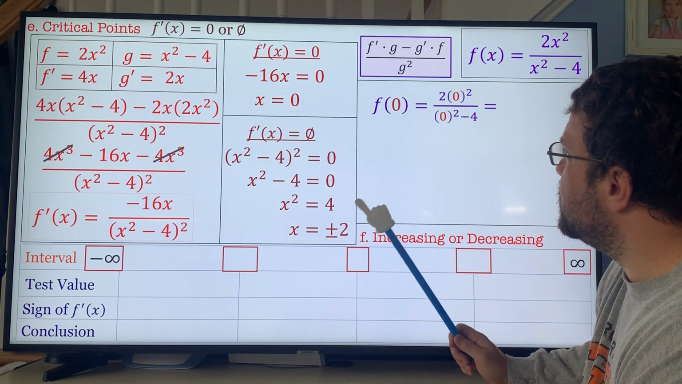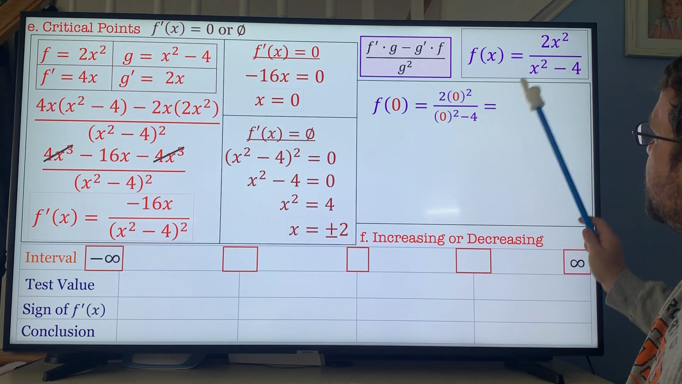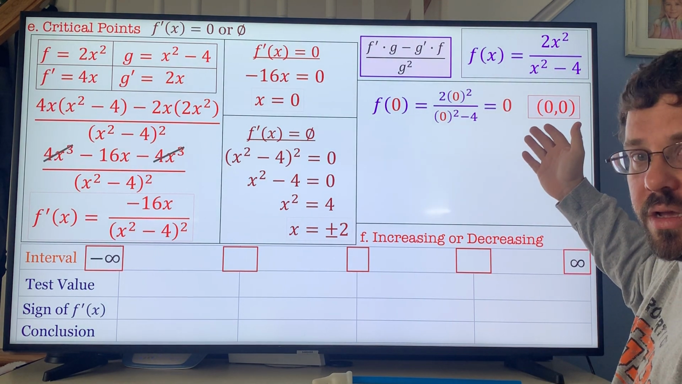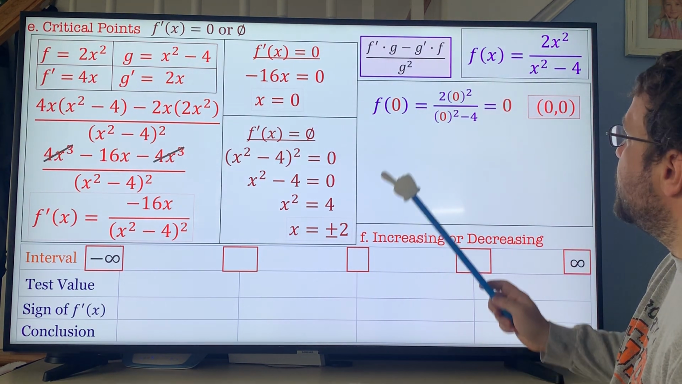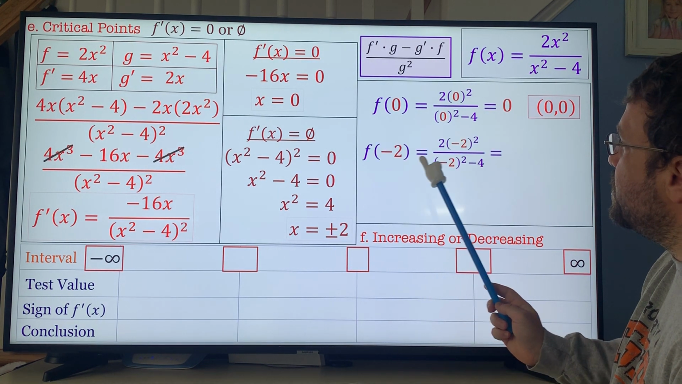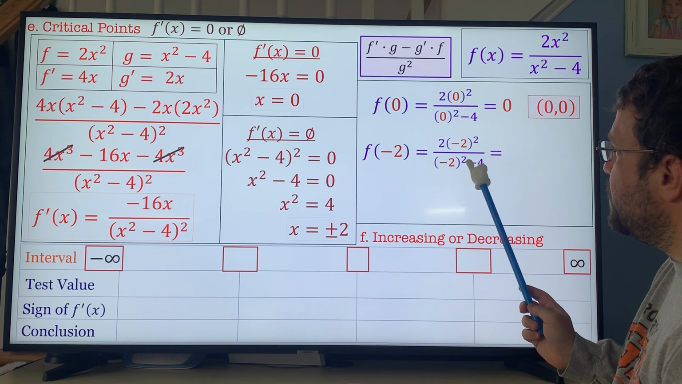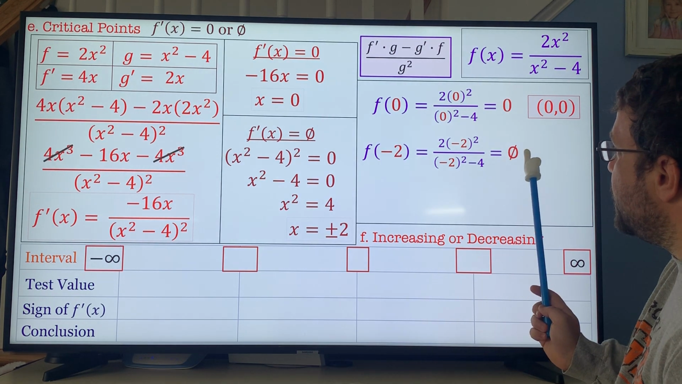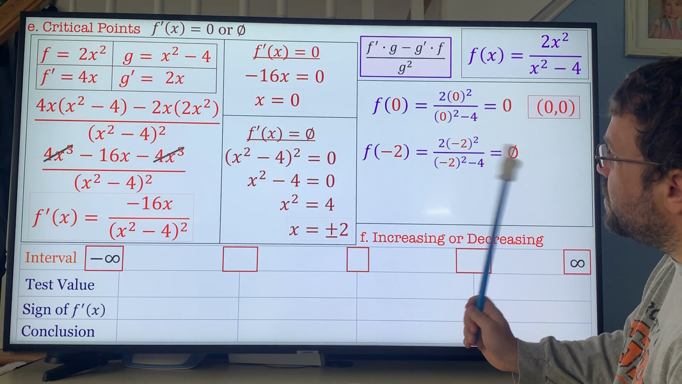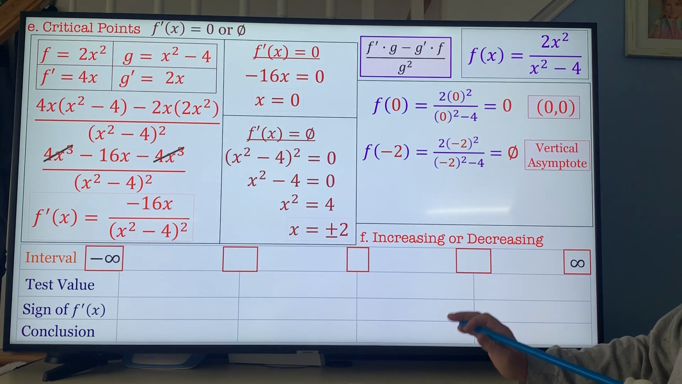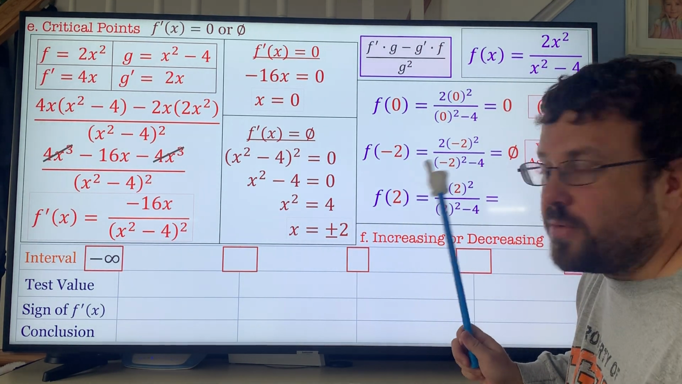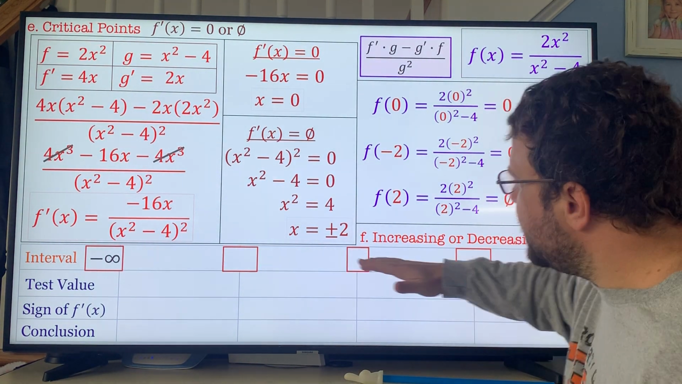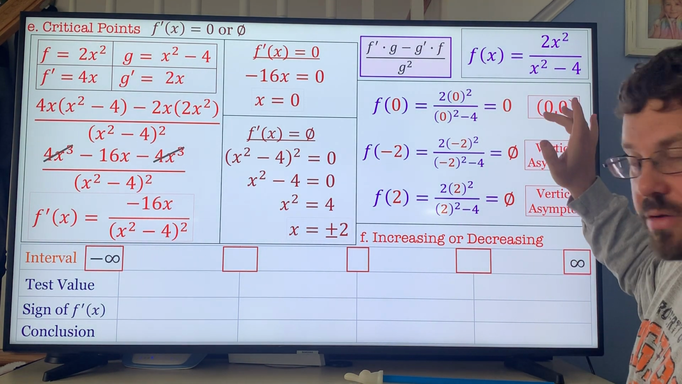But what do we know about those numbers? Let's see. When I plug 0 back into the original equation, I get 0 as an answer. So that means my first critical point is (0, 0), which was also my x- and y-intercept. Now we plug in negative 2. Uh-oh, what happens when we plug negative 2 in here? Negative 2 squared is 4. 4 minus 4 is 0 on the bottom. When you have 0 in the denominator, the answer is undefined. Why is this undefined? Because this critical number is actually at a vertical asymptote. And it's the same for 2, if you remember from before. This is also undefined, so that's also a vertical asymptote. So even though we're going to deal with the intervals here, we actually only have one critical point.